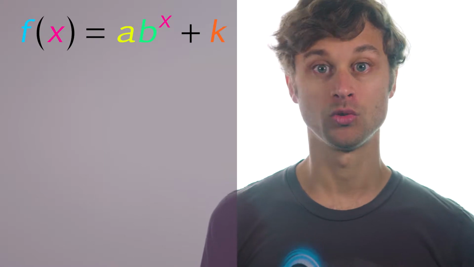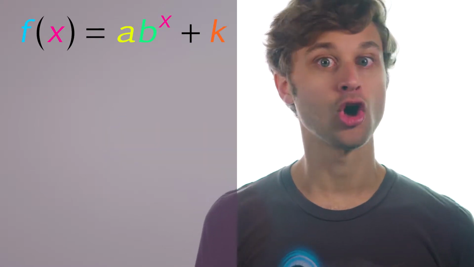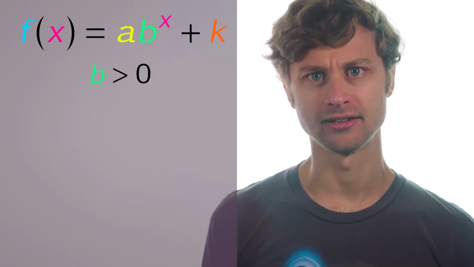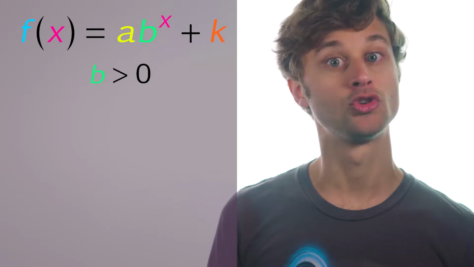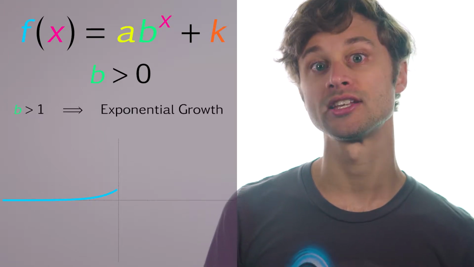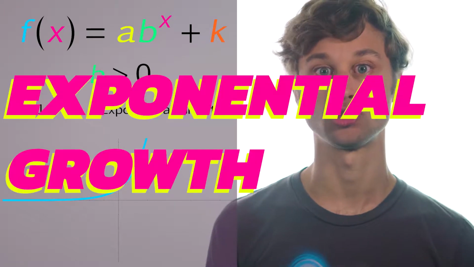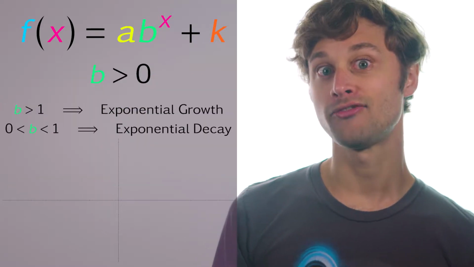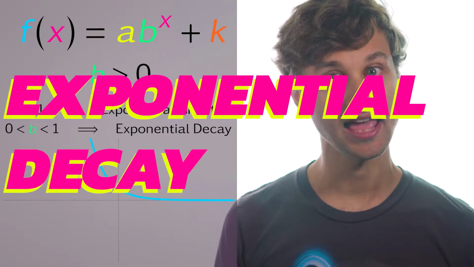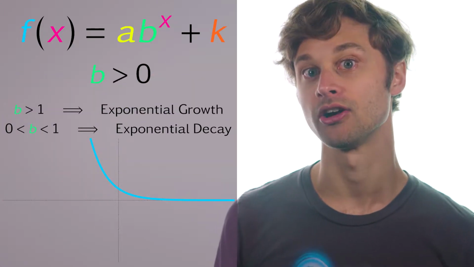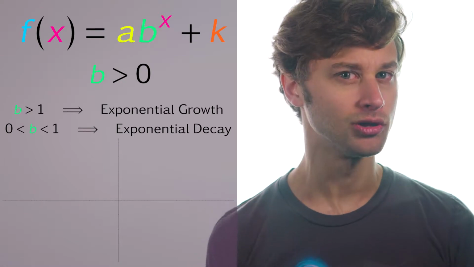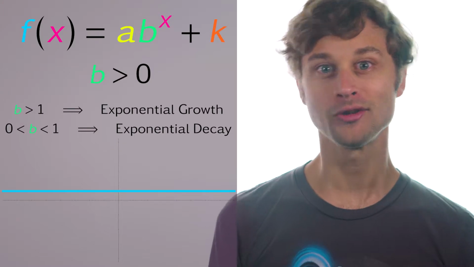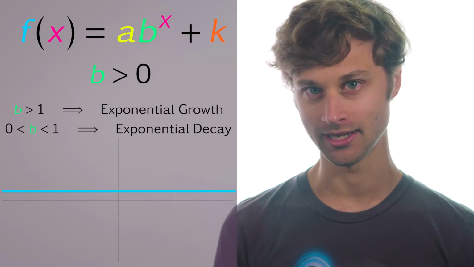b is our base, which again is a constant value, and also must be positive, because otherwise we'd get weird, undefined functions if b were negative. If b is greater than 1, then it is increasing along its entire domain, which is known as exponential growth. If b is between 0 and 1, then the function is exponential decay, and it decreases along its entire domain. Now, if b is equal to 1, then we get the trivial case of the function y is equal to 1, which is just a horizontal line, which is not terribly interesting.